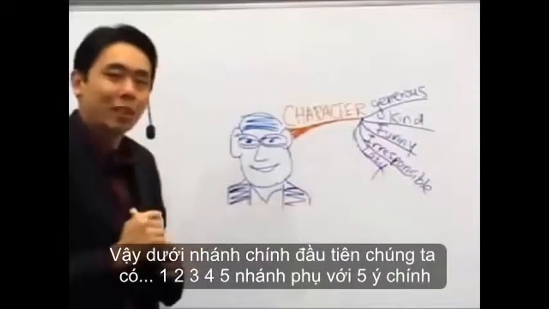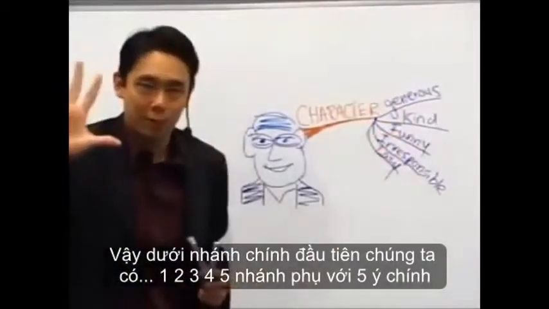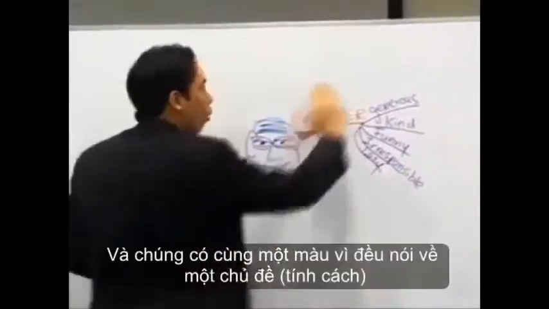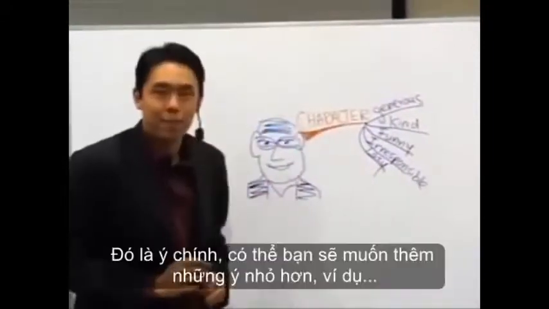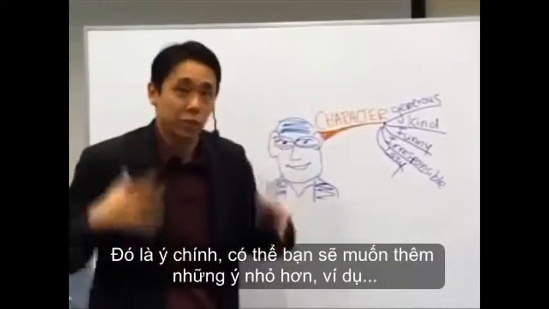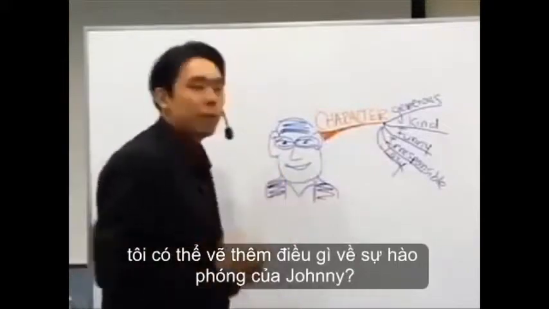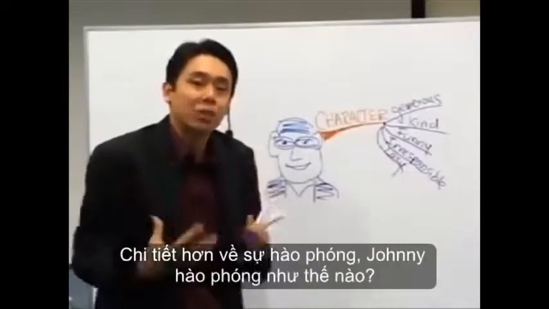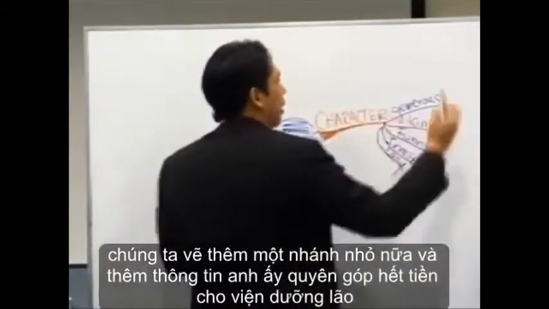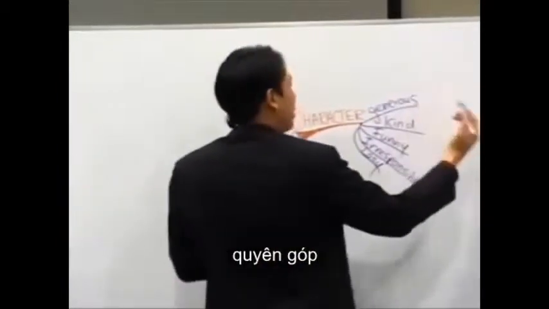Alright? So, for example, under this subheading, how many points do we have? We have 1, 2, 3, 4, 5 main points. So once again, remember, all the branches branch from the same point, and they're all of the same color because they come from the same point. Now, again, these are main points. But whenever you want to do a mind map, you have to put down the elaboration or the details of the examples. So under each of these main points, what more can we talk about Johnny being generous? We can give examples, details of how he's generous. So for example, under generous, we could further branch out and say that he donates money to the old folks home. Alright? So let me write it down.